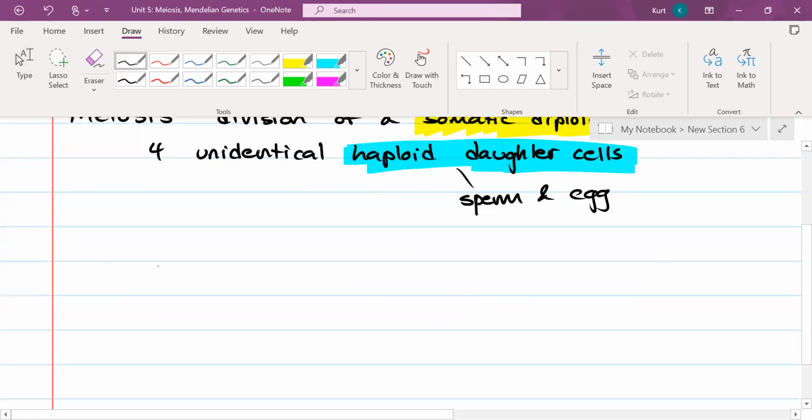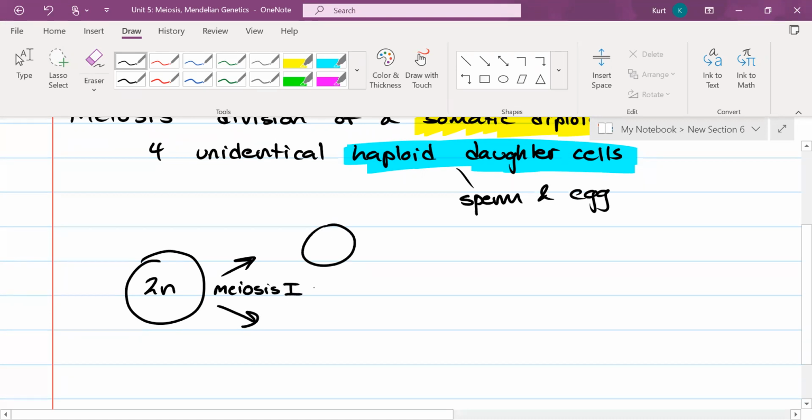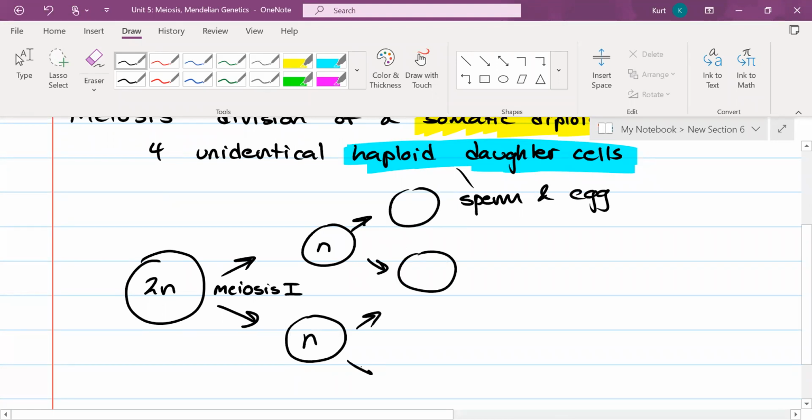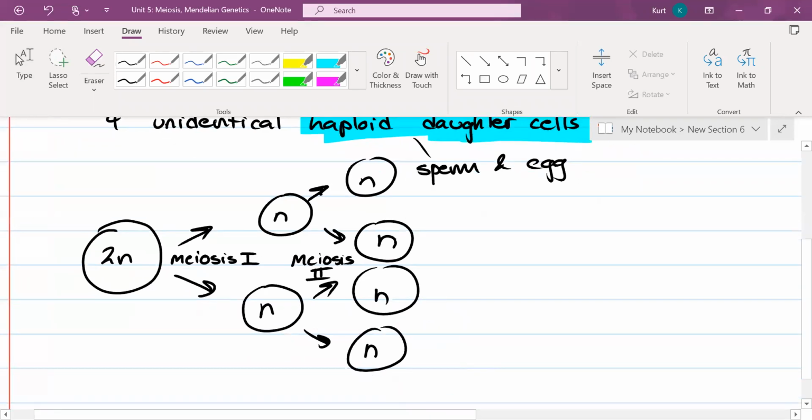So basically it looks like this. Here's our germline cell. It is diploid. It goes through one round of meiosis. This is known as meiosis 1. And it forms two haploid daughter cells. It then goes through a second round of meiosis, which is called meiosis 2. And these are going to result in sperm or egg.